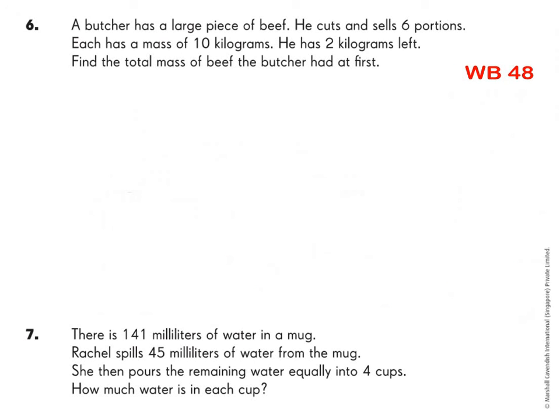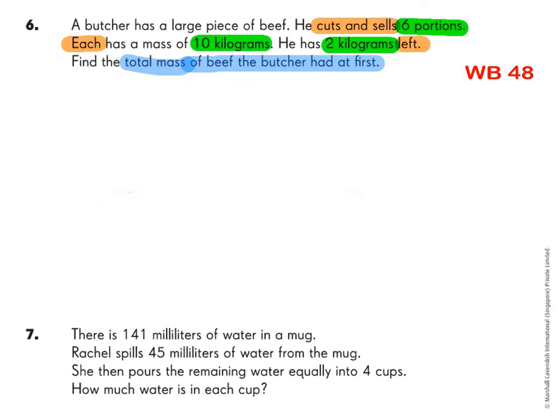Okay, here's the last 2 that I want you to do. Workbook page 48, number 6 and number 7. So I'm going to read number 6. A butcher has a large piece of beef. He cuts and sells 6 portions. Each has a mass of 10 kilograms. He has 2 kilograms left. Find the total mass of beef the butcher had at first.